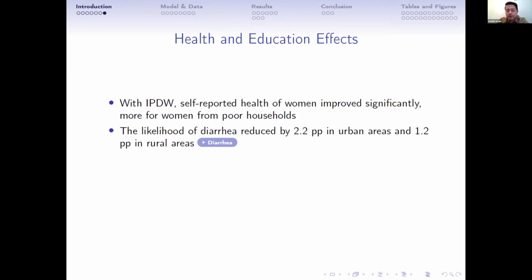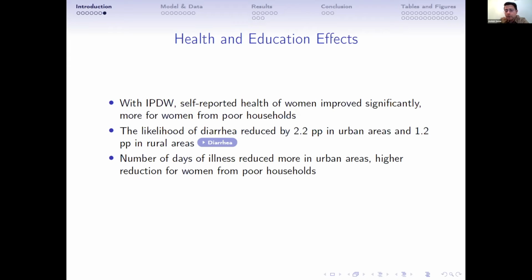The likelihood of diarrhea, which is a major illness in India, one that takes a lot of lives, also reduces by 2.2 percentage points in urban areas and 1.2 percentage points in rural areas, showing that water is essential in maintaining child health. There are fewer ill days in urban areas. Household members get ill for fewer days with access to pipe water. And the reductions in illnesses are higher for women from poorer households. So again, poorer households tend to benefit more, especially women from poorer households, in terms of being ill for fewer days in a particular month.